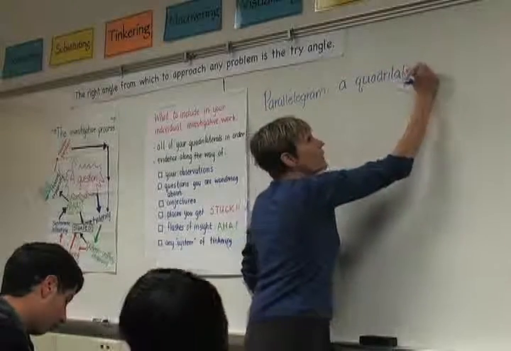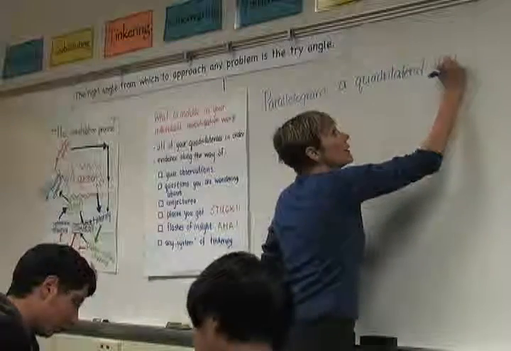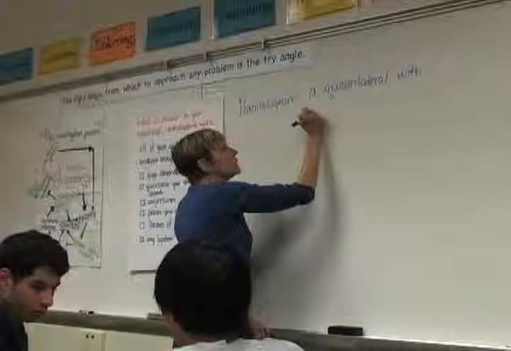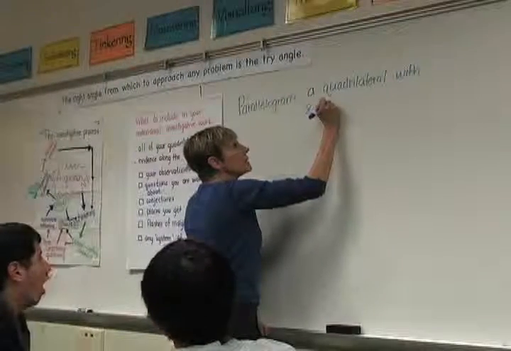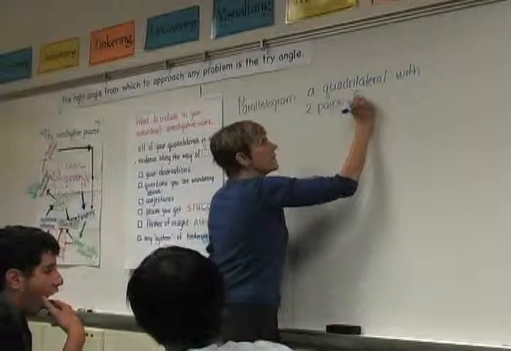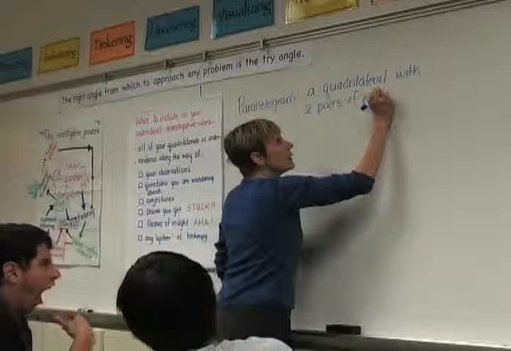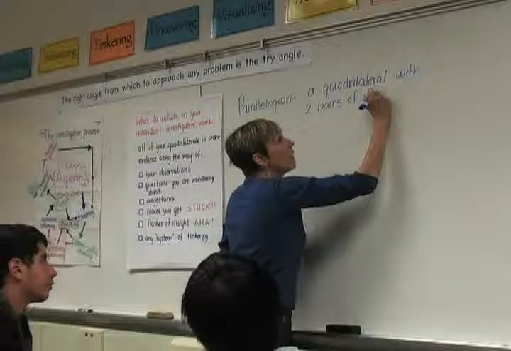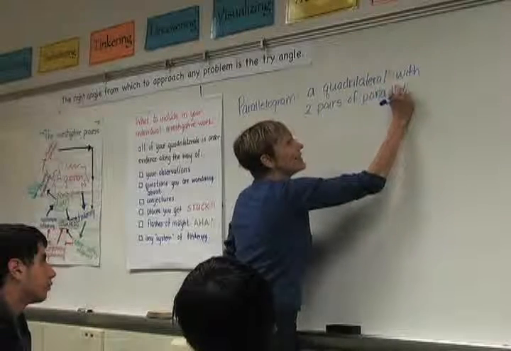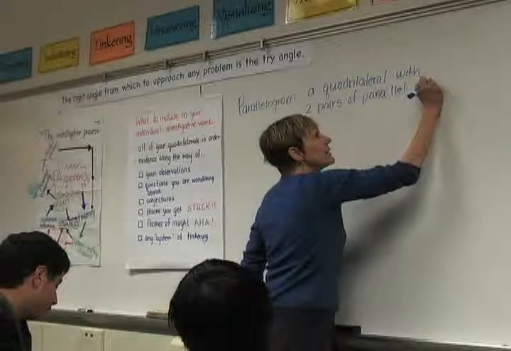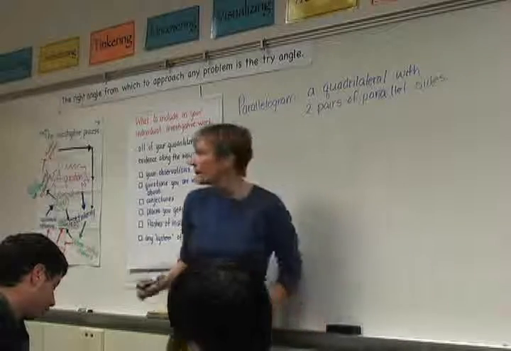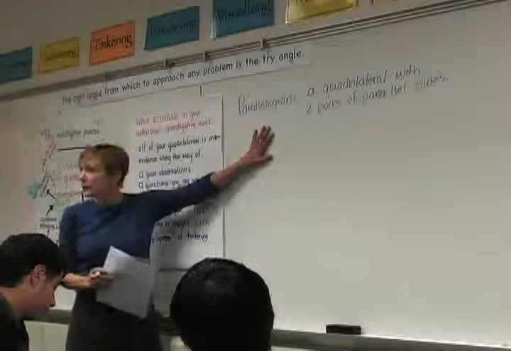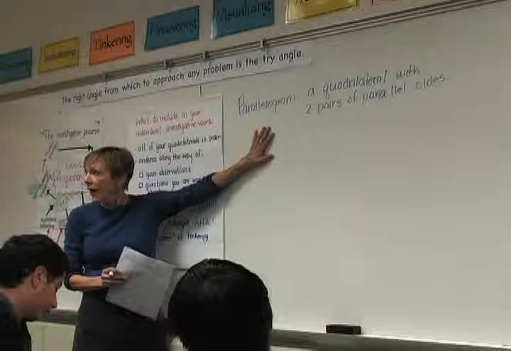A quadrilateral with two pairs of parallel, one R and then two L's. And Drew, I'm going to use the word sides instead of the word lines, okay? All right. Okay, so that's what we have to show. So how would we do that?